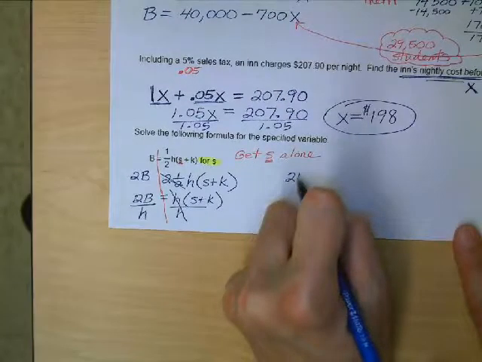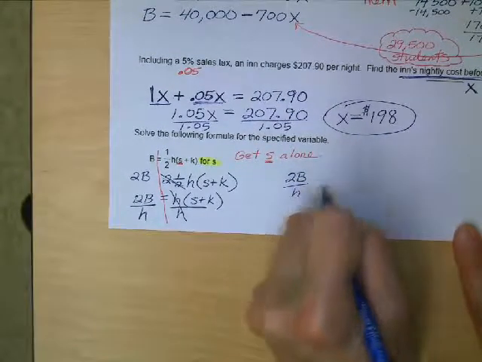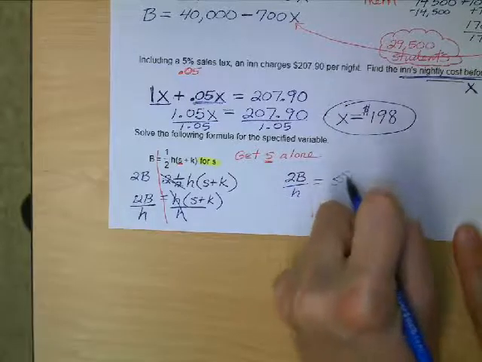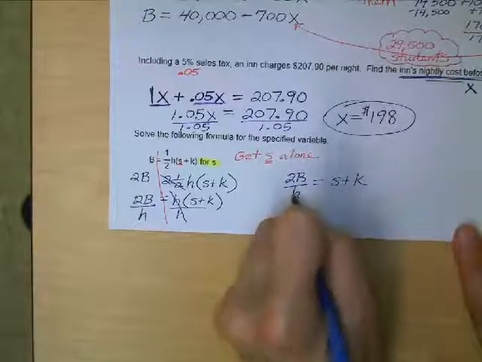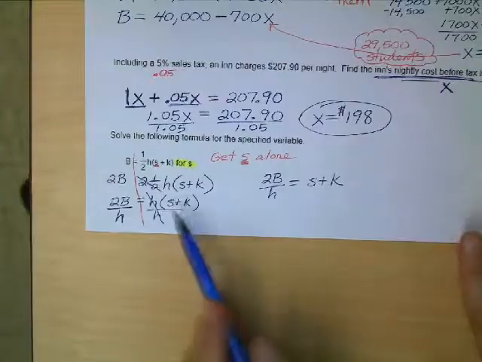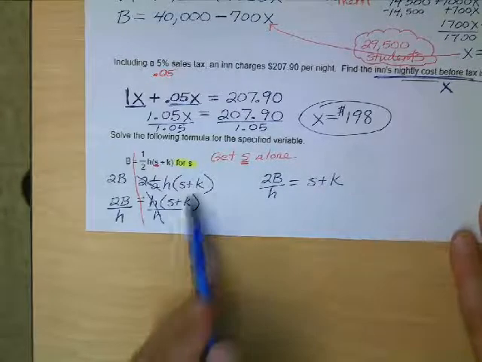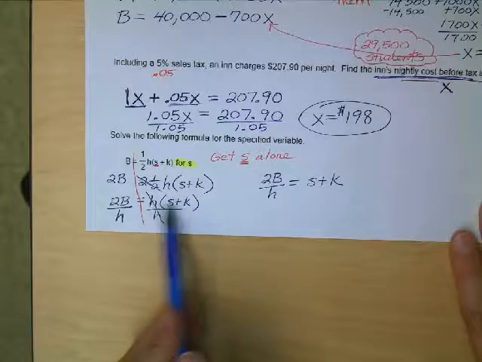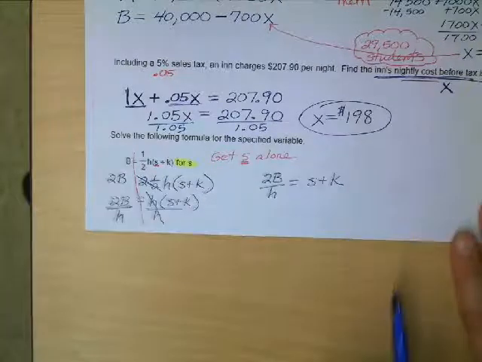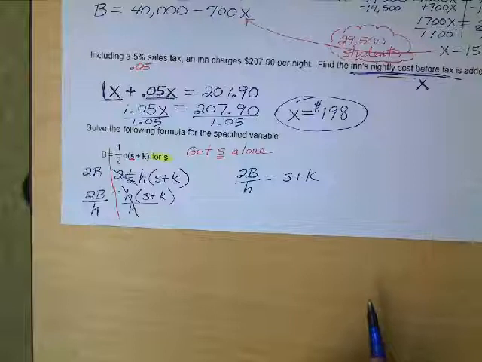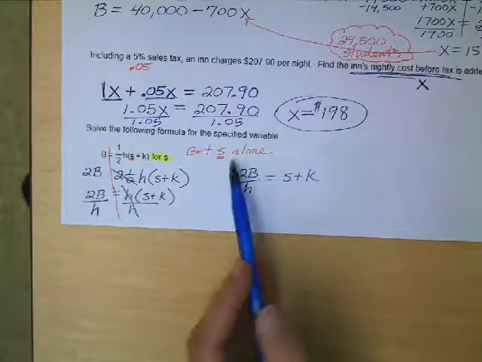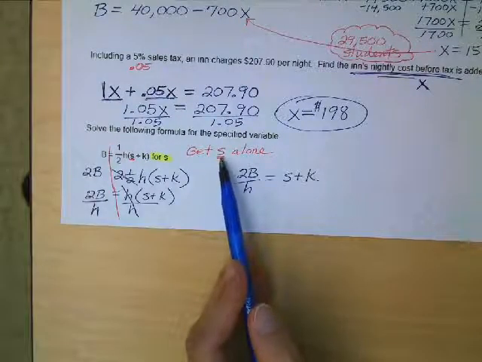So now you have 2b divided by h equals s plus k. Now you don't really need the parentheses around the s plus k anymore. The only reason it had parentheses over here was because it was times the h. So now you don't need the parentheses around s plus k anymore. And we're almost done. We're trying to get s alone. Try to solve for s.